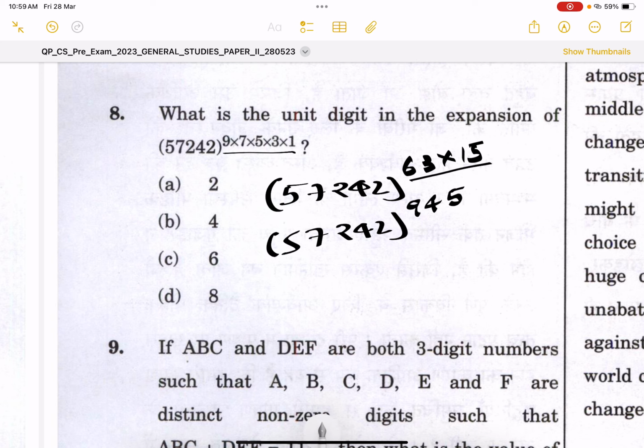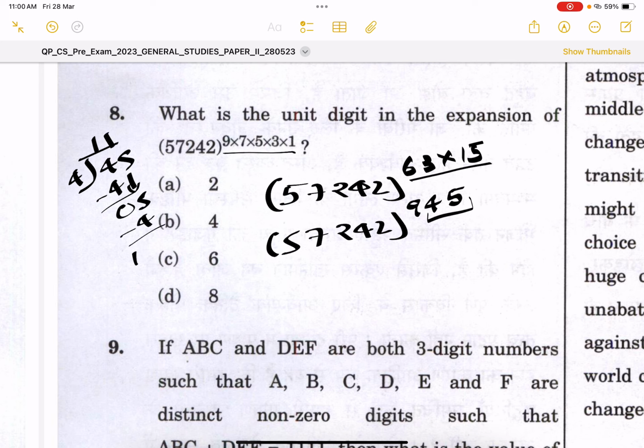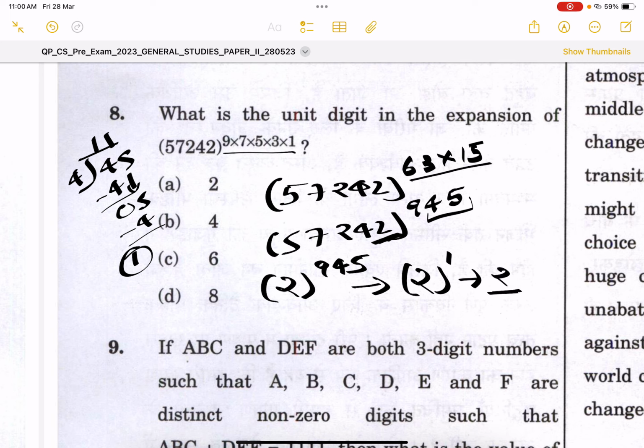Now I've already told you, if the power is very big, then we divide the last two digits of that power by 4. So I divided 45 by 4: 4 times 11 is 44, and the remainder is 1. I am only concerned with this 2, or I can simplify this as 2 to the power 945. Then since the remainder comes 2, I'll give 2 a power of 1, so it gives me 2. So the unit digit would be 2 here. You see how easy these questions are.